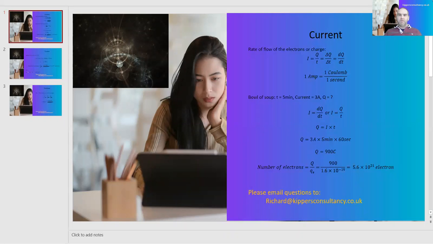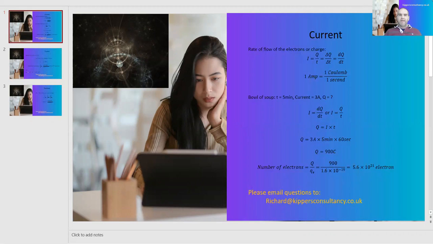And for those students that also do A-level mathematics, we can say that current is the rate of change of charge with respect to time, dQ/dt. We measure current in amps, and 1 amp is defined as 1 coulomb of charge passing a point in 1 second, or 1 amp equals 1 coulomb divided by 1 second.